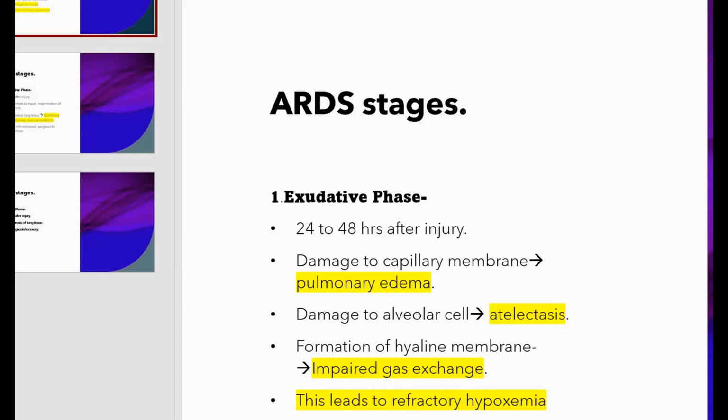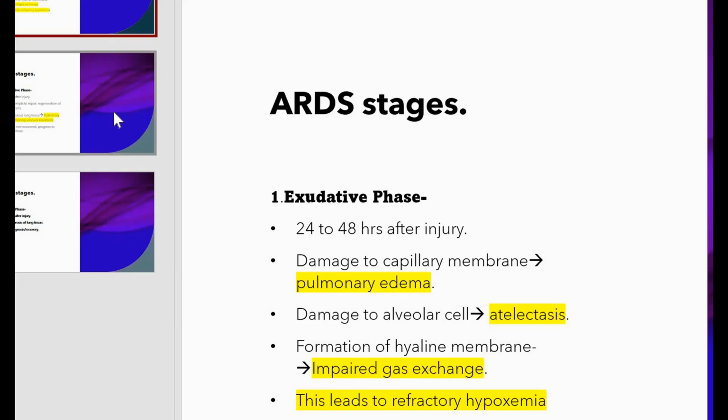All these three can lead to impaired gas exchange. Gas exchange won't take place in the alveoli, leading to refractory hypoxemia. That means you may be providing the patient with a high amount of oxygen, high FiO2, but the patient may still remain hypoxic. So in exudative phase, pulmonary edema happens, atelectasis, and formation of hyaline membrane that leads to impaired gas exchange. And all these can lead to refractory hypoxemia. That means the patient may remain hypoxic even after providing a high concentration of oxygen.